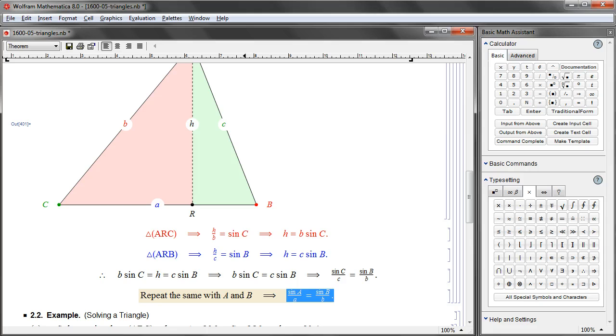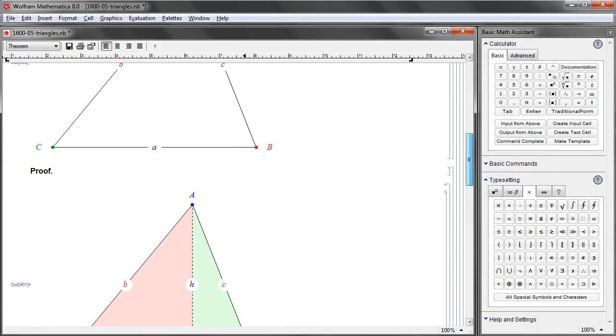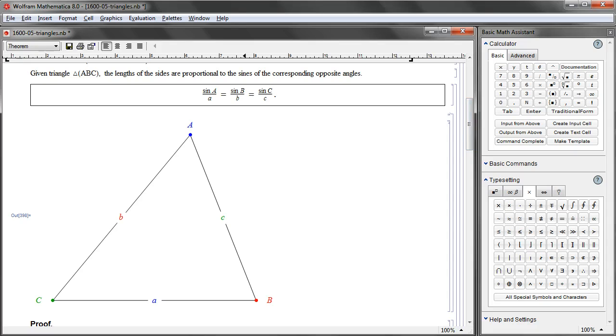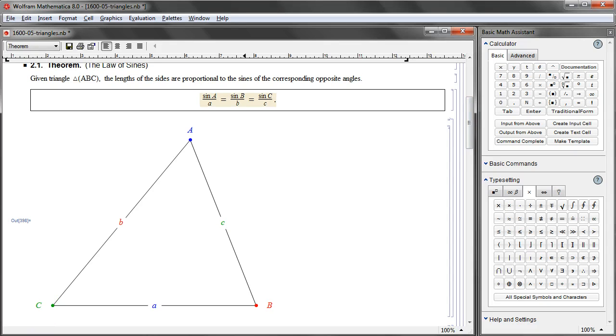And if you repeat the same thing from the angle capital B and draw the right triangles to do the same thing, you're going to get sine of capital A over small a is equal to sine of capital C over small c. In any case, it's just a repetition. In other words, we prove the law of sines as long as everything is acute.